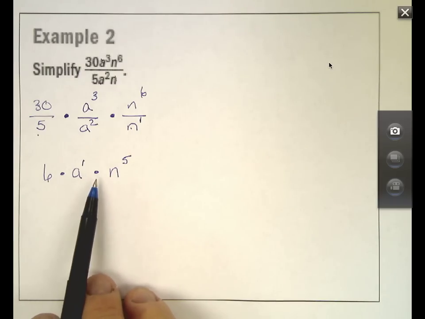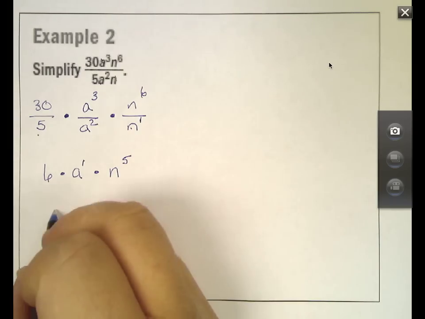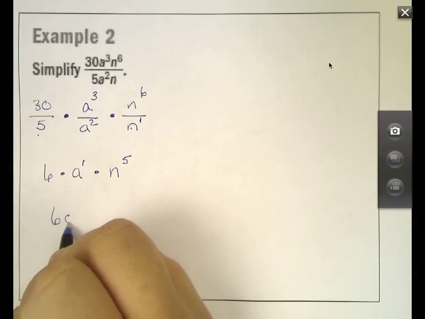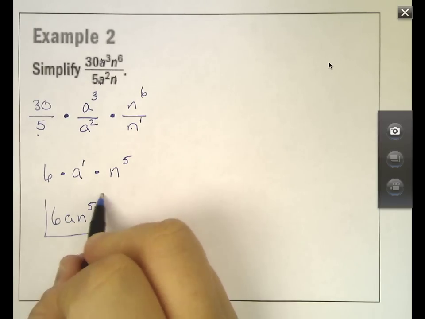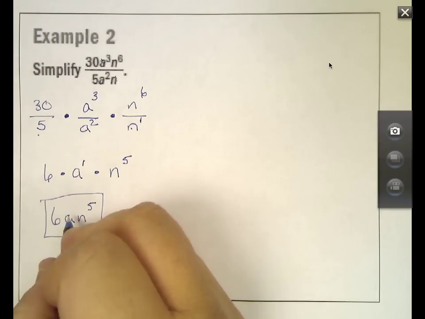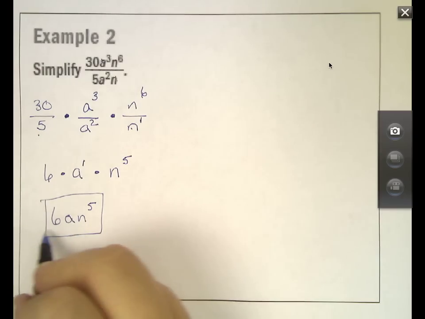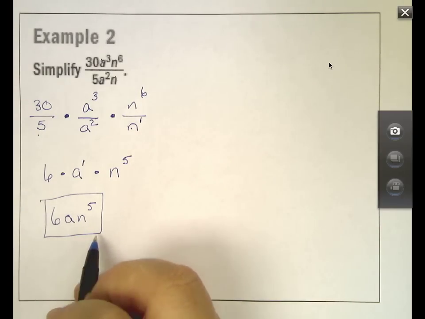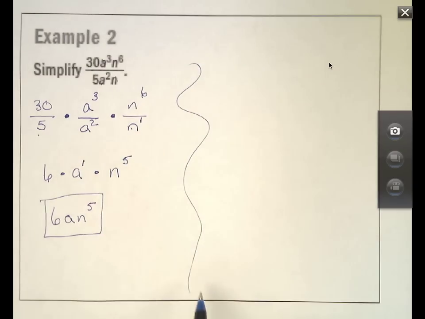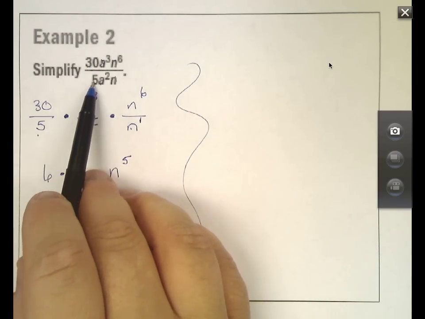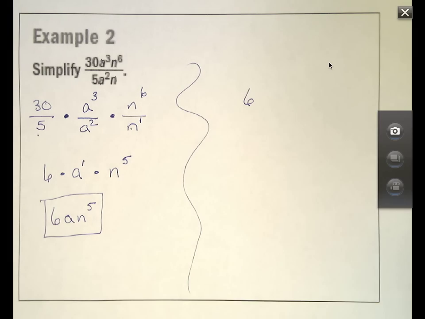Now, do we write our solutions like that? No. We write them side by side, so just get rid of the multiplication symbols, and this becomes 6a n to the 5th power. And normally what you want to do is write your variables in alphabetical order, okay, just to keep them straight.